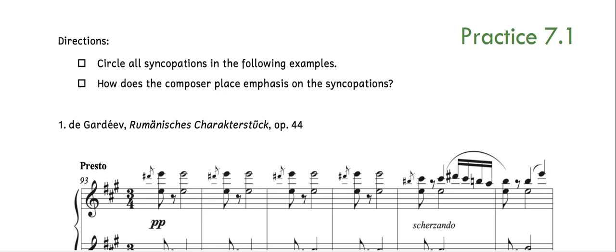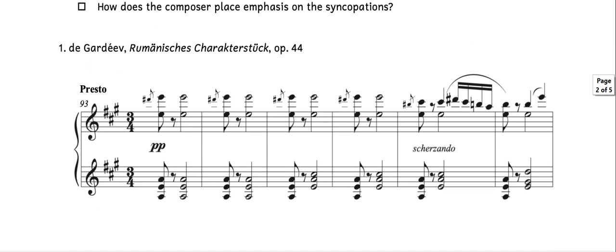Directions. Circle all syncopations in the following examples. How does the composer place emphasis on the syncopations? So, rather than listening to the musical examples first, I want you to be able to look at these and identify the syncopations, and then we'll listen to it together.